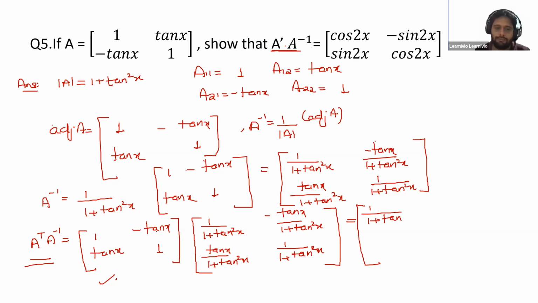Now we will multiply this. First row, first column. So 1 will get multiplied with this 1 by 1 plus tan square x. Then minus tan x will get multiplied with this one. So can we do this directly? We will take the LCM. And can we write like this? Is this clear to you, Abdul? 1 gets multiplied with 1 by 1 plus tan square. No. Yeah, okay. Actually, I missed one step. Not an issue.